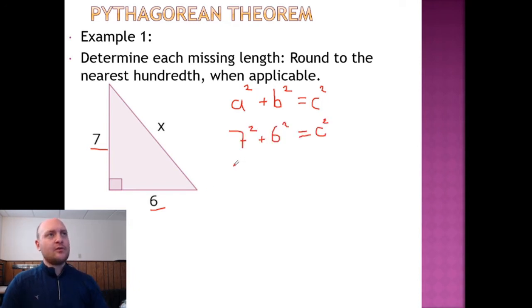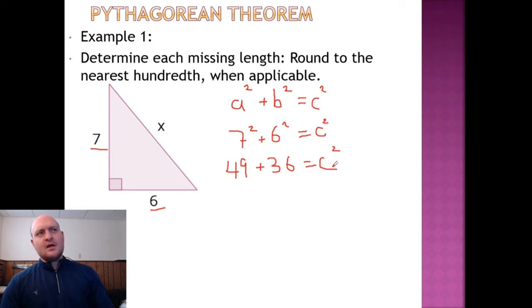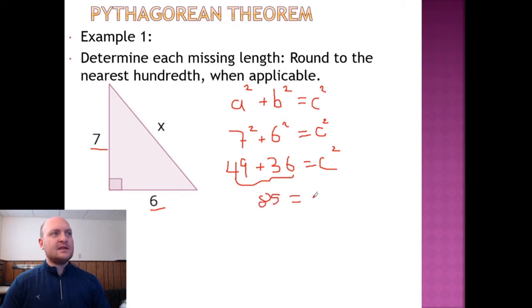So now I need to know what my 7 squared and my 6 squared are. Well, 7 squared is 7 times 7, or 49, and 6 squared is 36. So now I have 49 plus 36 equals my missing value squared. And I can add 49 and 36, so I will. 49 plus 36 is 85. And that means that something squared is 85.